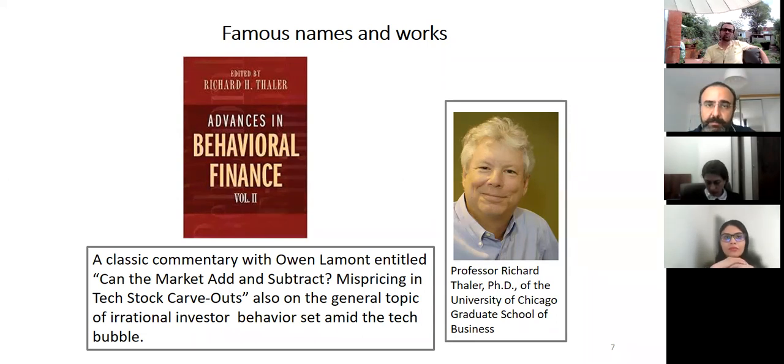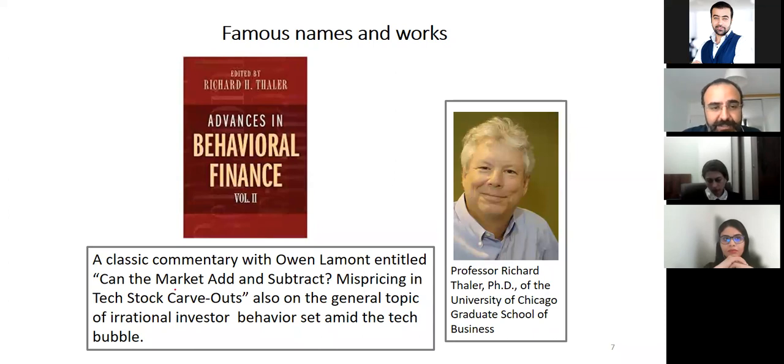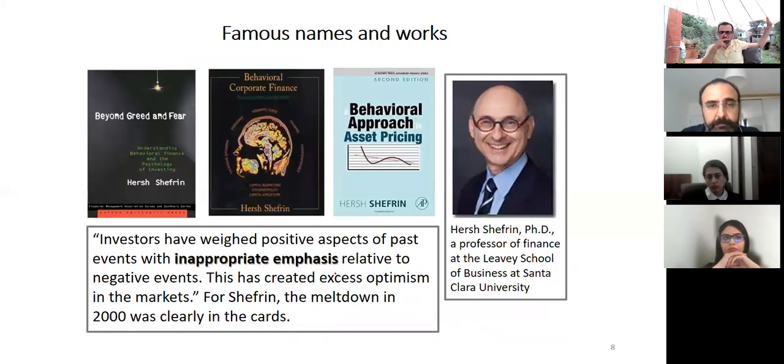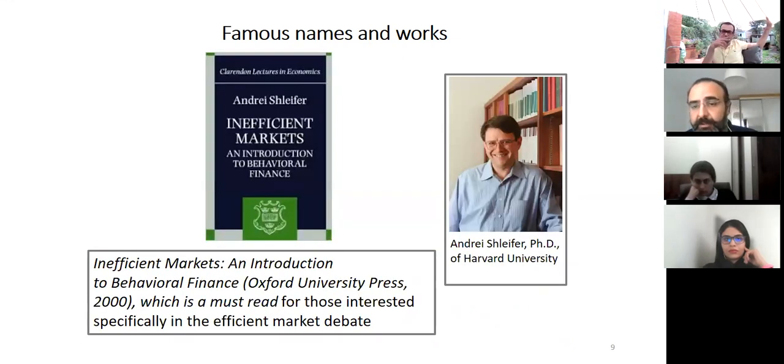So these are famous people in the field of behavioral finance, and his question is really a very interesting question. Can the market add and subtract? So basically, is there any rationale behind the behavior of the market? And also Hersh Shefrin with Behavioral Corporate Finance, Beyond Greed and Fear, which is very famous, or A Behavioral Approach to Asset Pricing. He posed a very interesting question. And finally, Andrei Shleifer, who wrote about inefficient markets.